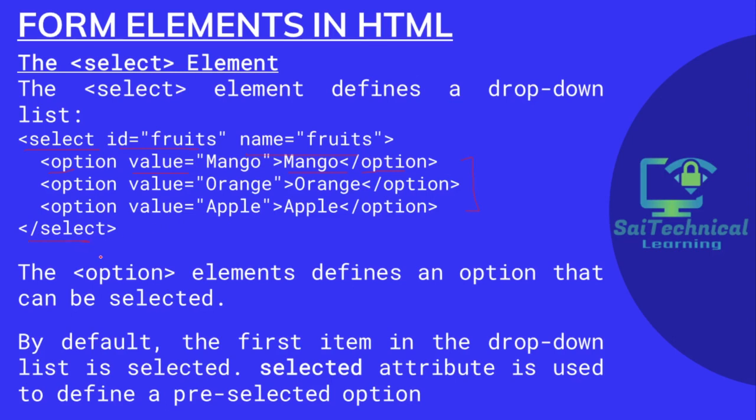The option element defines an option that can be selected, and by default the first item in the drop-down list is selected. If you want to select apple as the default value, then we require the selected attribute here. So we write option value equals to apple selected, and automatically the selected value becomes apple.